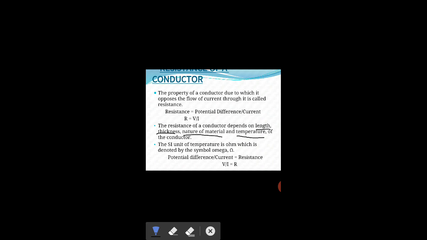The SI unit of resistance is ohm, which is denoted by the symbol omega. The symbol omega is written like this, omega. The unit of resistance, ohm, can be defined by using Ohm's law as described below.